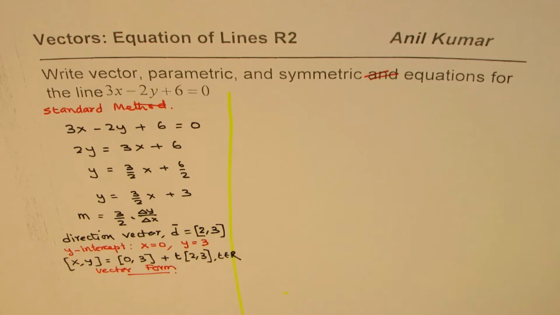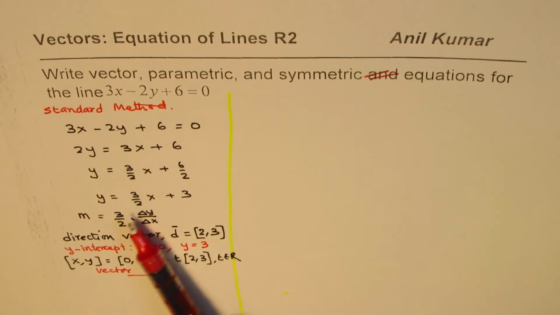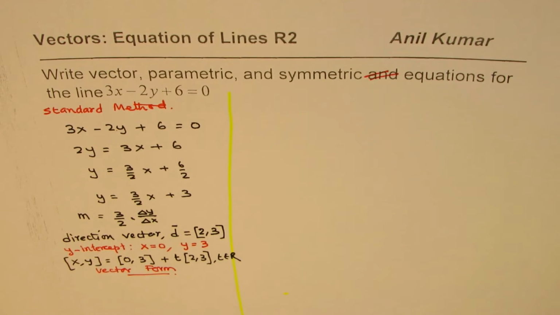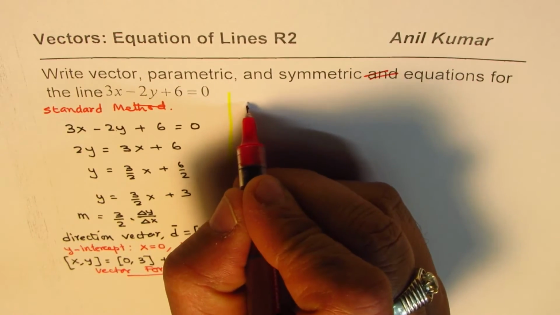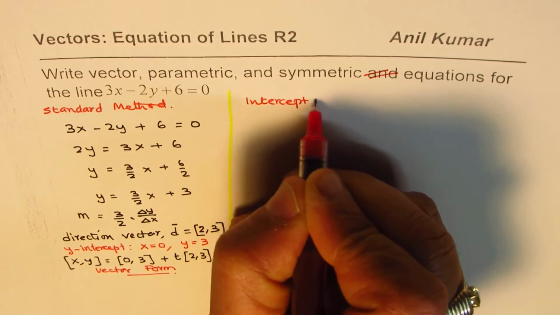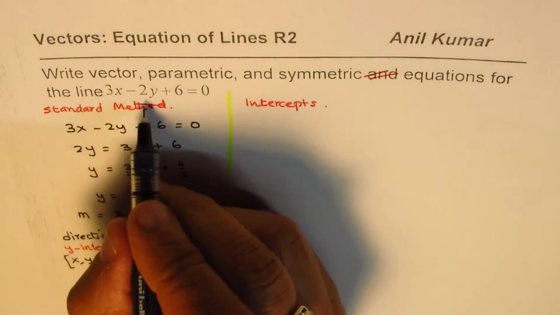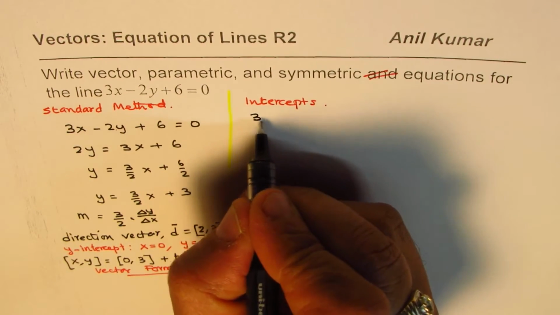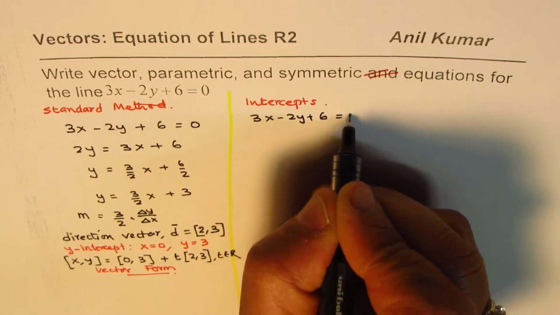In this fashion, you relate with what you've already learned, slope-intercept form, and then do it. The other method could be that we find the intercepts. Now, let us find both x and y intercepts for the given equation. The equation is 3x minus 2y plus 6 equals 0.